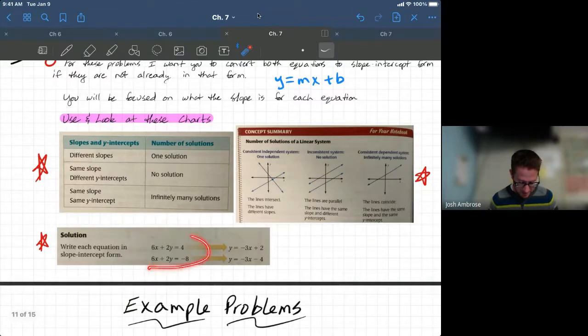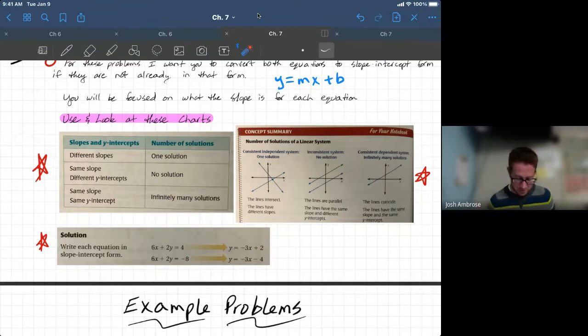Right here, you're looking at two equations that are not set up for y equals. So for both of these equations, you'd have to move terms so both are set up for y equals. Let's take a look at this. What do you see? They have the same slope. Both are -3. So we're looking at one of these possibilities. Then we have to look at the y-intercept. Different y-intercept, same slope: no solution, parallel lines. So what you would tell me is there's no solution and they'd be parallel lines.